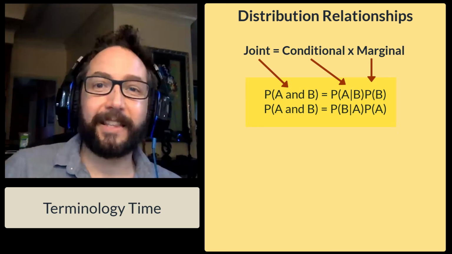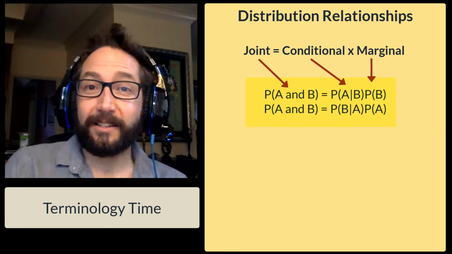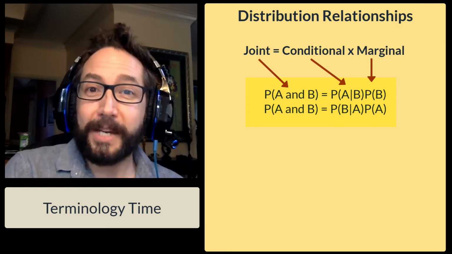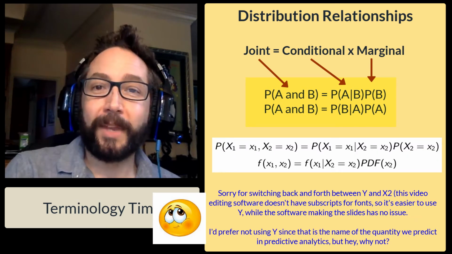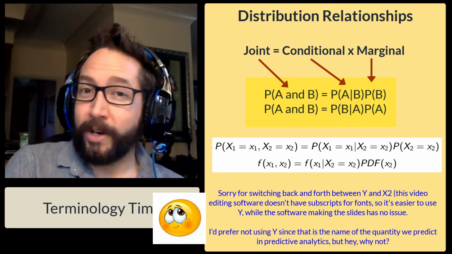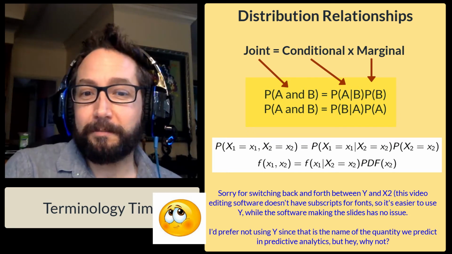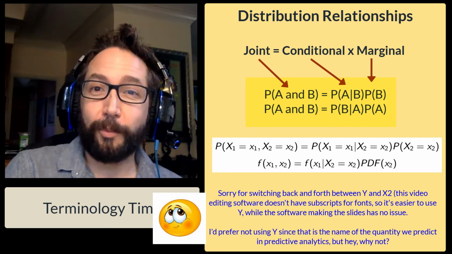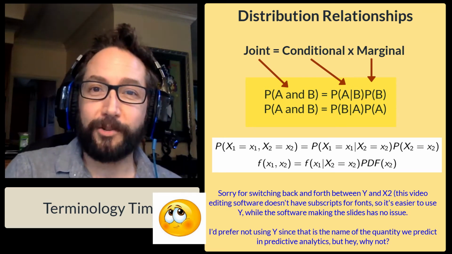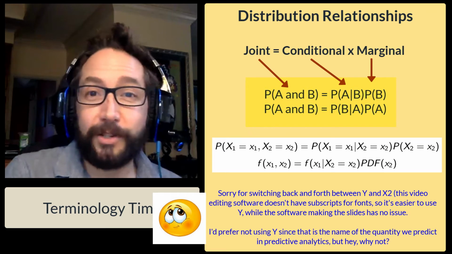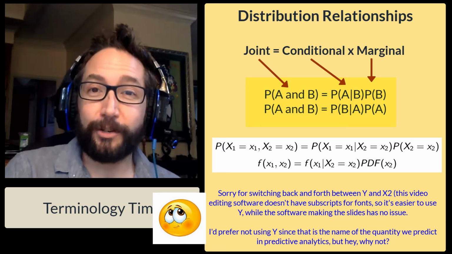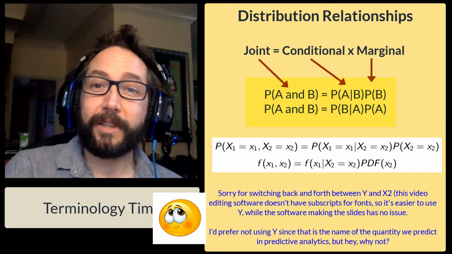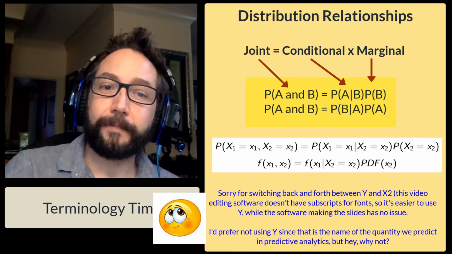And the nice thing is that these formulas just extend nicely to the world of working with PMFs or PDFs. So if I want to know the joint distribution of two random variables, x1 and x2, as long as I know the conditional distribution of one of them and then the marginal distribution of the other, I could just multiply those two together to get the joint distribution.